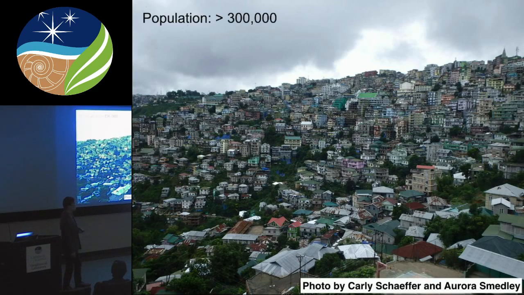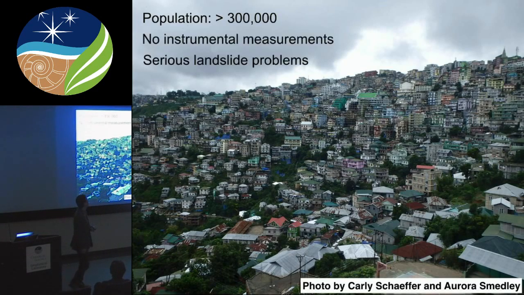But the biggest problem is, first, the town is huge. There are more than 200,000 people here. There are currently no dense instrumentation measurements. So first, people don't really know what the tectonic movement is here. Second, they do not know which part of the town is subject to slow-moving landslides, and which part is more rigid. And it has been having some serious landslide problems.